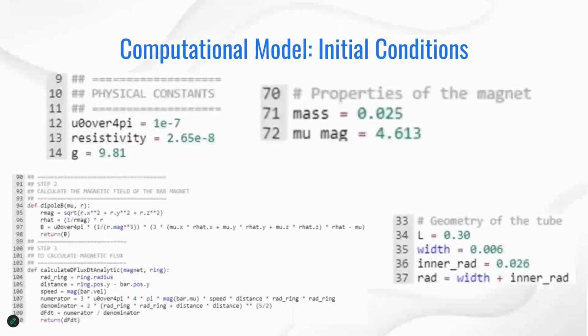And for the beginning of my computational model, I had to discover my initial conditions. So first, I had to put in the physical constants, where the new one is resistivity, which will equal 2.65 times 10 to the negative 8th. And the properties of the magnet are there, and the geometry of the tube is there.